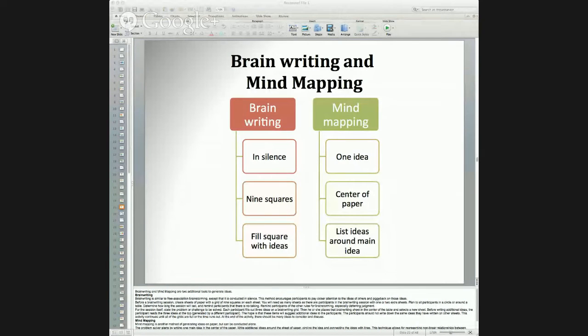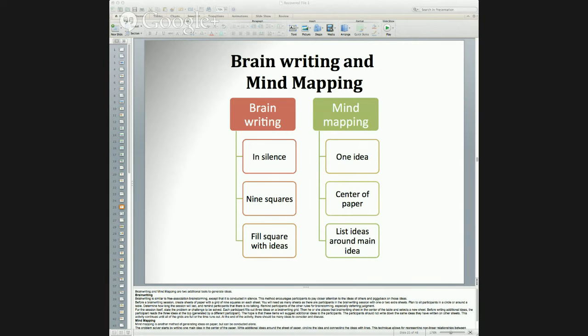Before a brain writing session, create sheets of paper with a grid of 9 squares on each sheet. You will need as many sheets as there are participants in the brain writing session, with one or two extra sheets. Plan to sit participants in a circle or around a table. Determine how long the session will last, and remind participants that there is no talking. Remind participants of the other rules for brainstorming, especially deferring judgment.